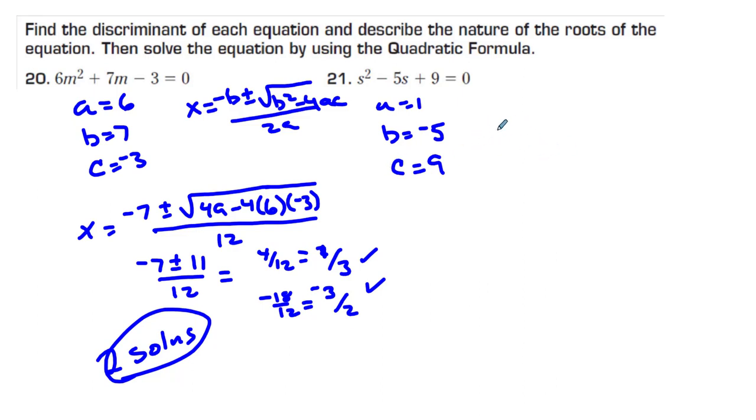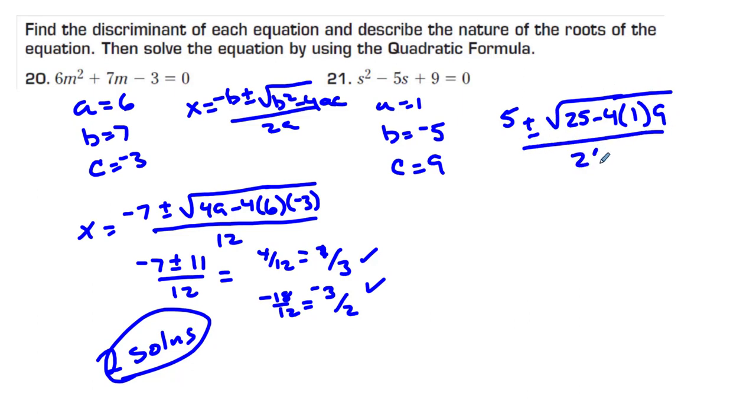Over here, same thing. Minus b. Minus a minus 5 is a plus 5. Minus b plus or minus the square root of b squared, which is going to be 25, minus 4 times 1 times 9, all over 2a, which is 2 times 1. But if we do just the discriminant part here, we have 25 take away 36, which is going to be a negative 11. So the square root here gives us a negative 11. There's no real solutions.